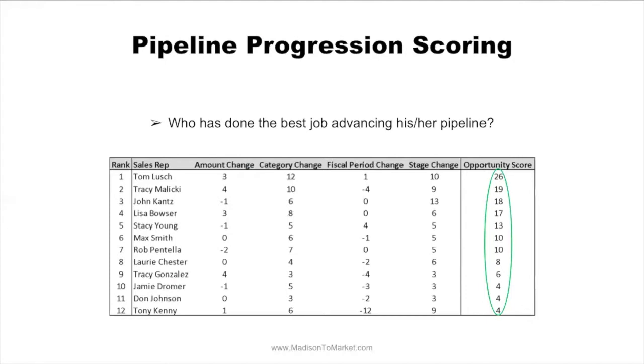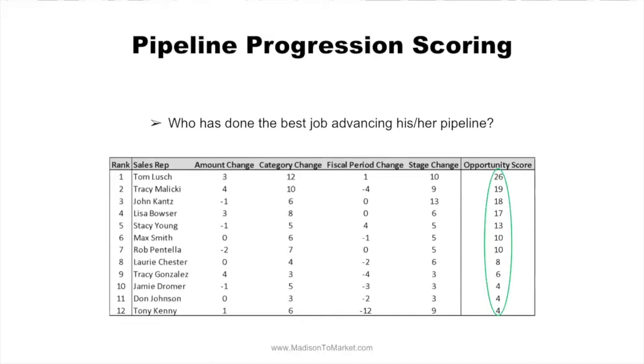Reps need to nurture the relationships they have in order to advance their pipeline through the selling cycle. So in this tool that we've built, positive points are given for advancement in key criteria, while negative points represent steps backwards. For example, if a deal advances from one stage to the next, the move yields a +1 value in scoring. At the top row, we see Tom Lusch.